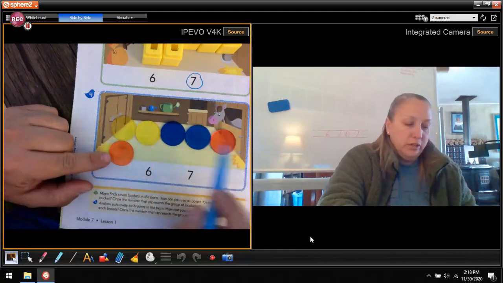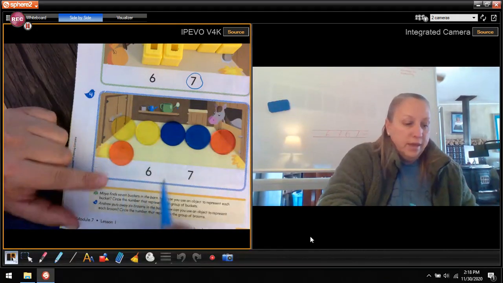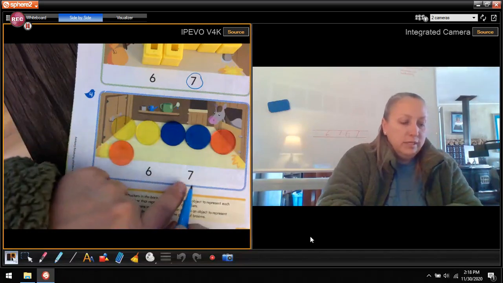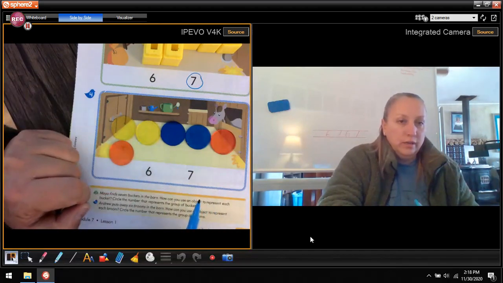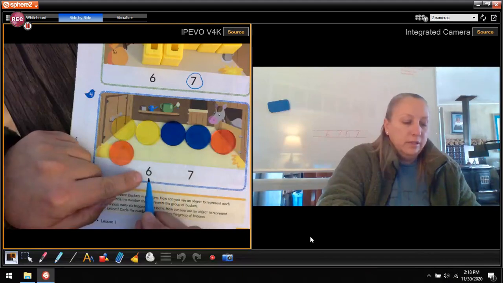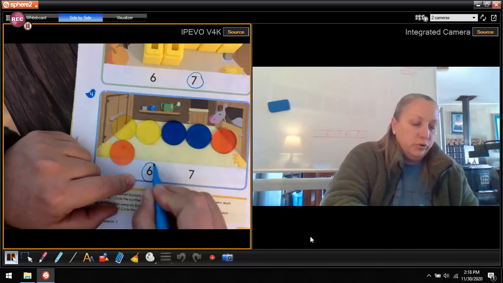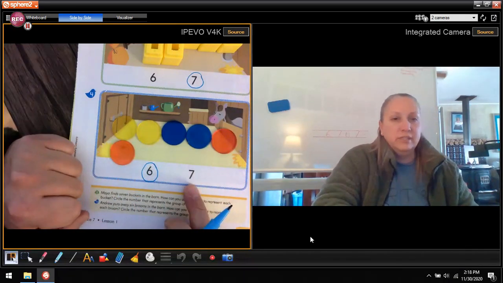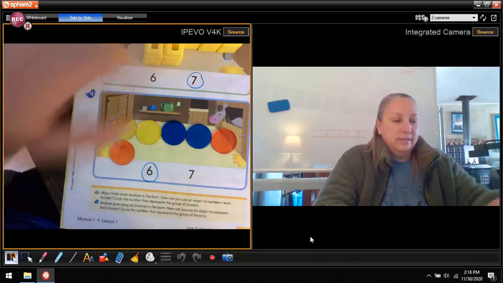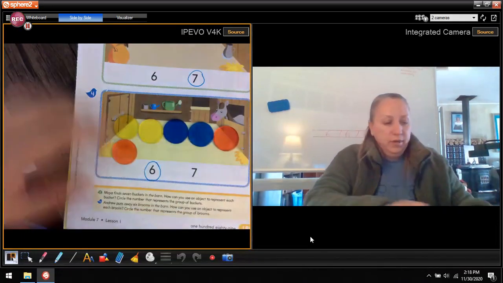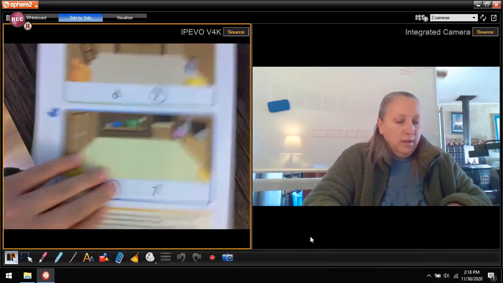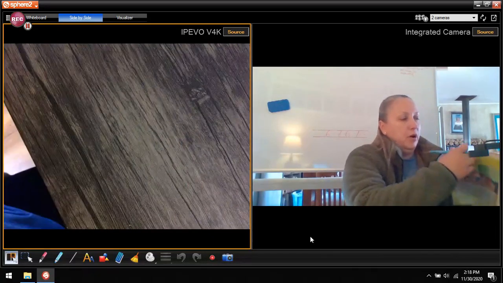Circle the number that represents the group of brooms. So we said there's 6 brooms, right? Is this 6 or is this 6? You circle it. This one is 6. There are 6 brooms in the barn. This number is 7. 6 and 7. Good job. Okay, turning your paper over.